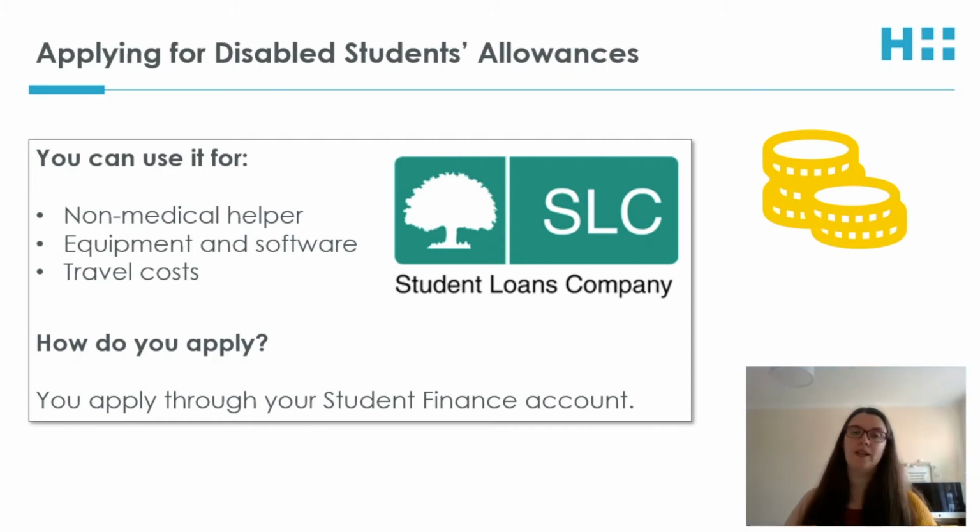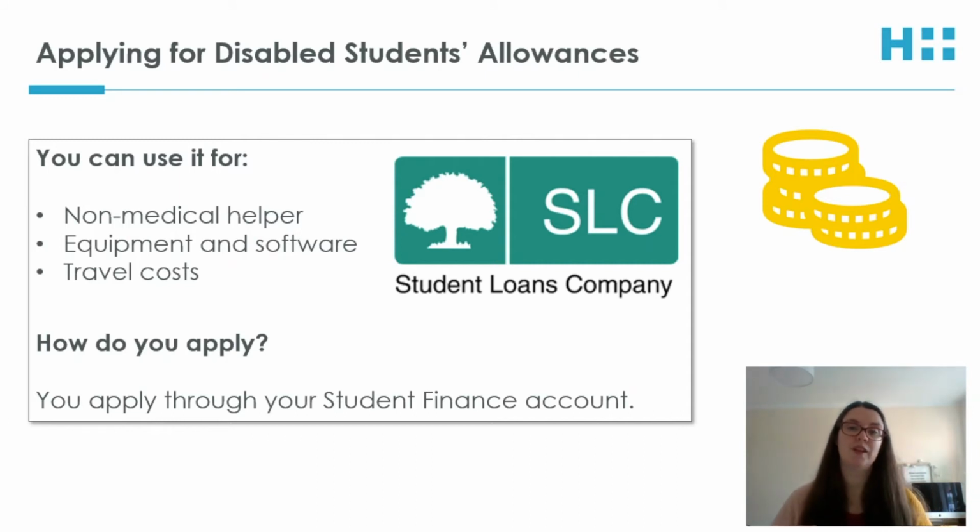There's a couple of really important points to remember. Firstly, the money that you get has to be spent on something that relates directly to your condition. Secondly, the money that you receive is not based on your family income, it's based on needs only. This means, for example, that if your family do earn more money and you don't get as much loan as other people, it won't affect your DSAs and you still don't need to pay your DSA back.